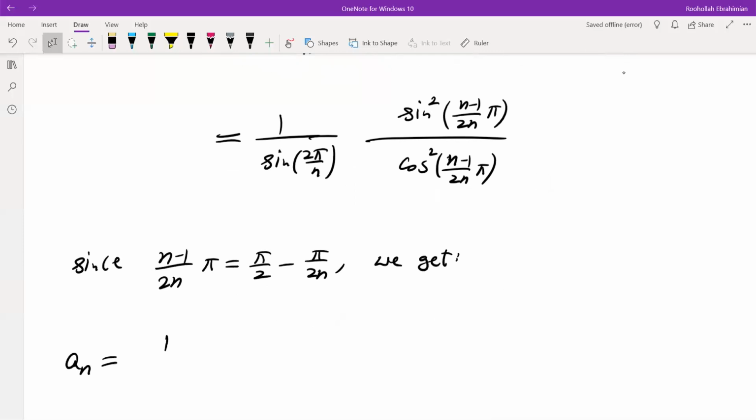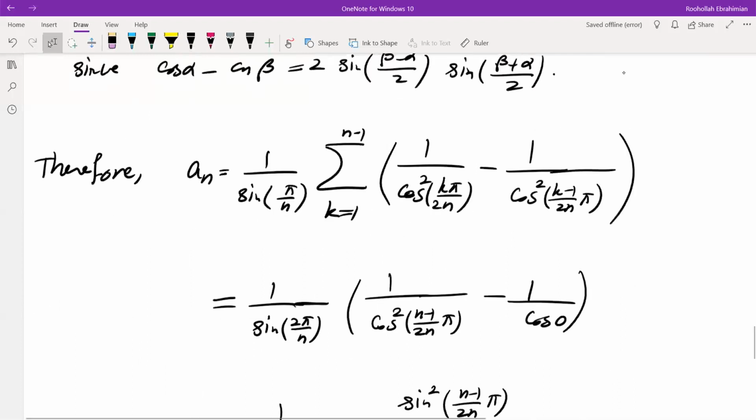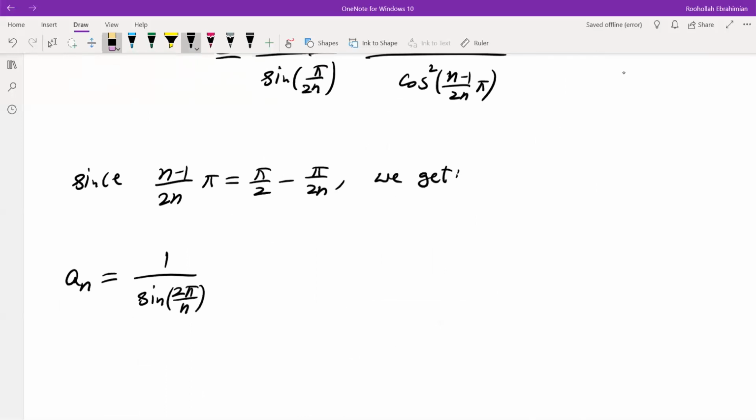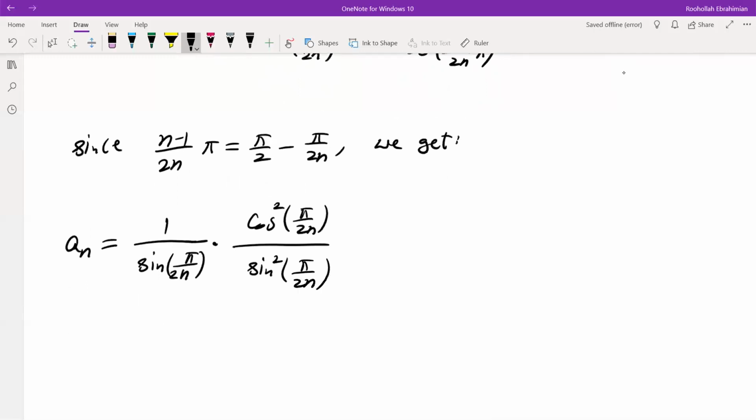1 over sine of 2 pi over n, or was it pi over 2n? I think I missed it, yeah, it was pi over 2n. So this is all pi over 2n rather than 2 pi over n. So that becomes 1 over sine of pi over 2n times, I have cosine squared of pi over 2n, and then sine squared of pi over 2n, which is going to be cosine squared of pi over 2n over sine cubed of pi over 2n.